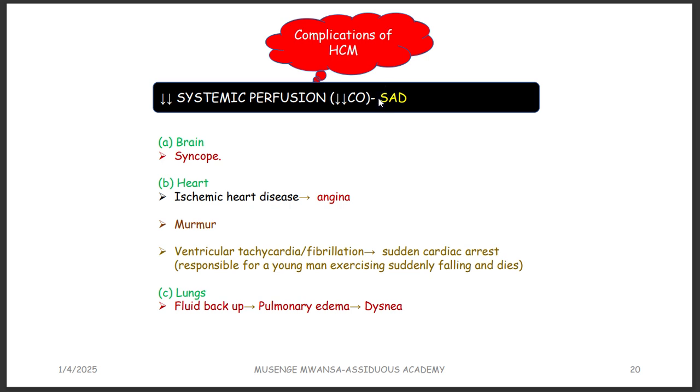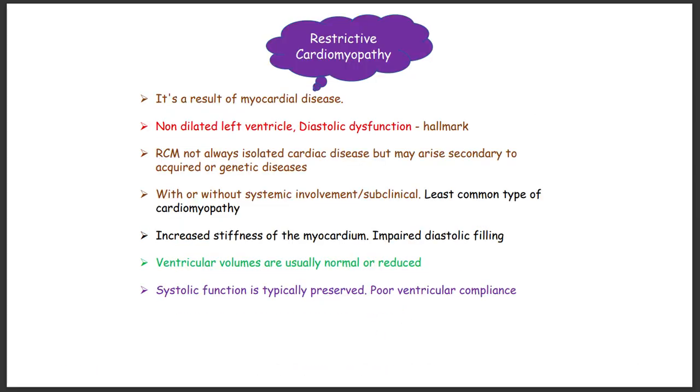They have syncope, that is fainting, because blood is not going to the brain, reduced perfusion to the brain. There is also A, which is angina, because blood is not going to the heart, so the heart muscle starts to die. There's ischemic heart disease, that's angina. Murmurs can also happen, and ventricular tachycardia and fibrillations, which are responsible for sudden death, can also happen. And then the D there is dyspnea, because blood can start going back to the lungs because it can't be pumped to the rest of the body. And so there's pulmonary edema that causes dyspnea because there's going to be obstruction to the respiratory system.